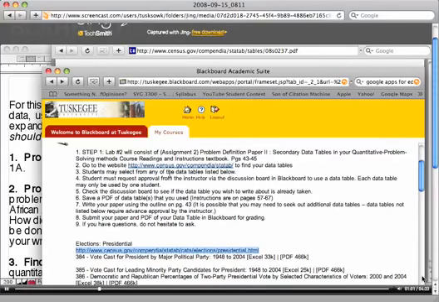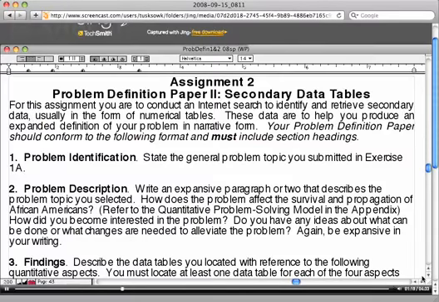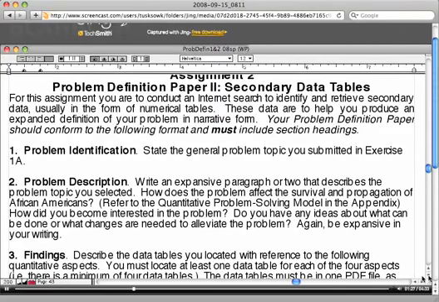Now, once you have selected the data table that you plan to use, make sure you go to the discussion board in Blackboard and enter the name and information regarding the data table that you're using, because I don't want two students to use the same data tables. All right? So, once you've found a data table you're interested in, hopefully you've read the instructions for this particular assignment in advance, so that way it'll give you a better idea of what you're looking for.